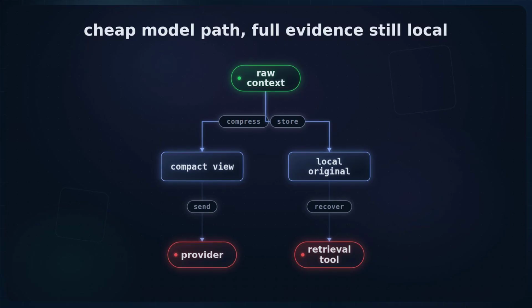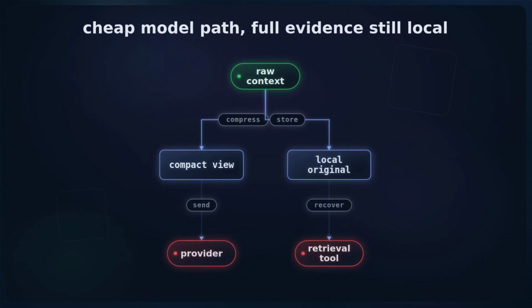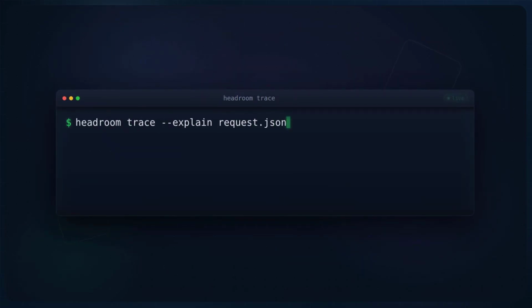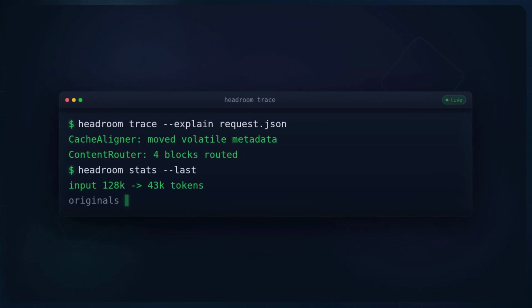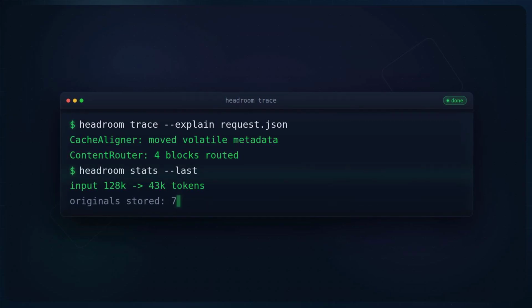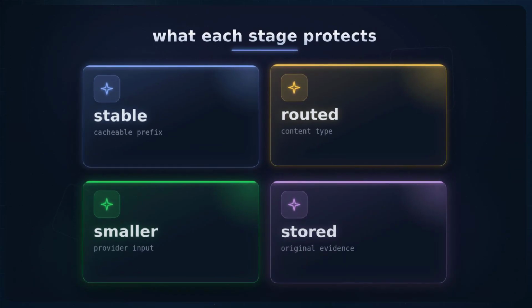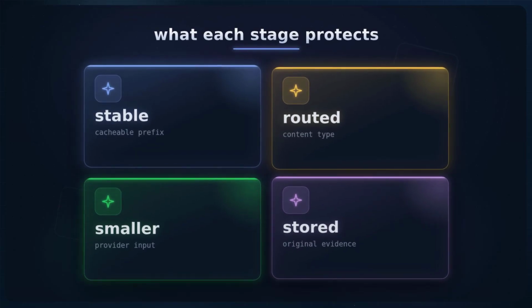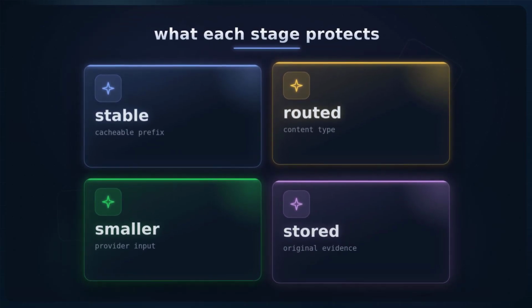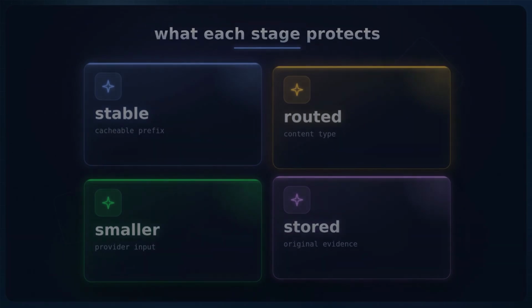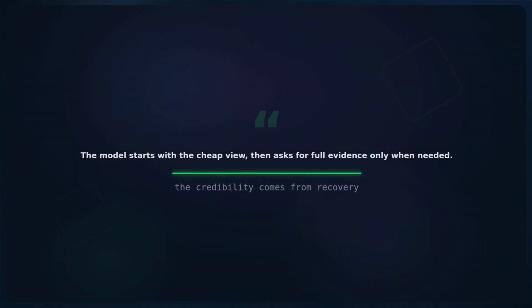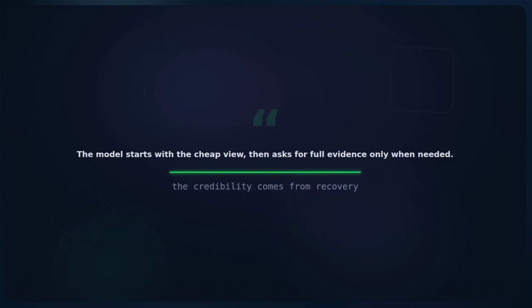Next, the content router looks at each message and decides what kind of content it is dealing with. Structured data and source code take different routes, while plain text can use a model-based compressor when that option is installed. The reversible layer stores the original content and adds retrieval instructions when compressed markers appear. That last piece is why the design is more credible than a normal summary. The model is not forced to trust the compressed view forever. It starts with the cheap view, then asks for the full evidence, only when the task demands it.